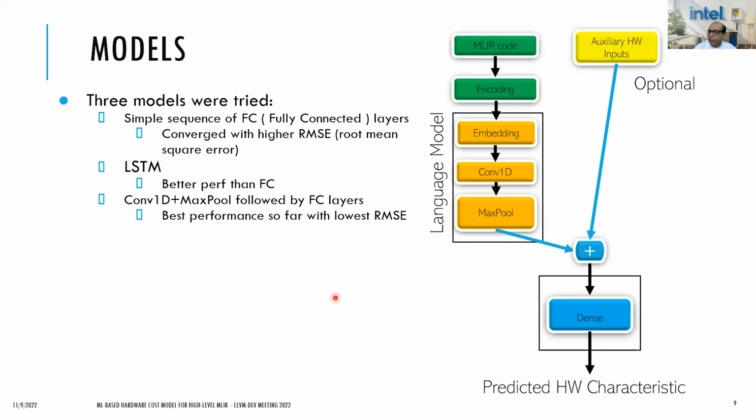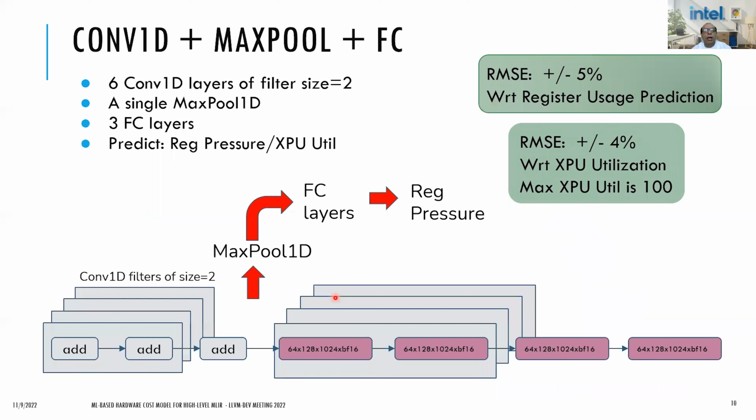For the MLIR code that we have looked at, these are slight details about that model. It's a Conv1D plus max pool plus FC. I cannot show you the code here, but it has 6 Conv1D layers, for people who are familiar, with filter sizes of 2, and we have a single max pool 1D followed by 3 FC layers. And this is mainly for predicting both register pressure as well as XP utilization.